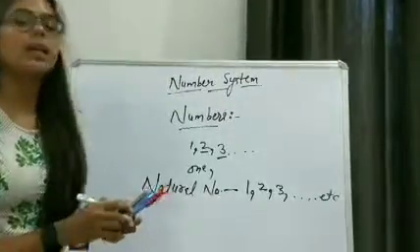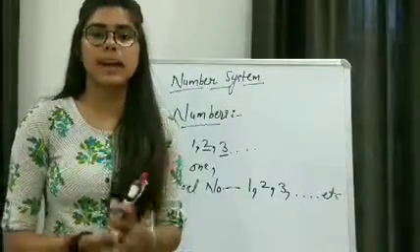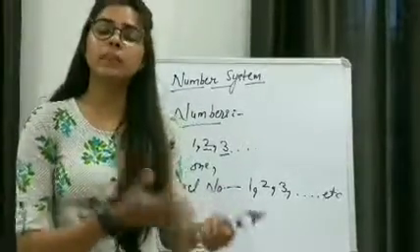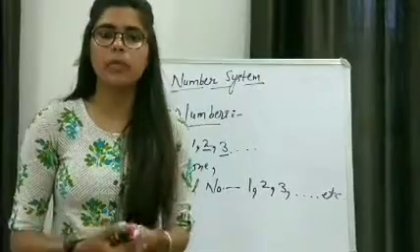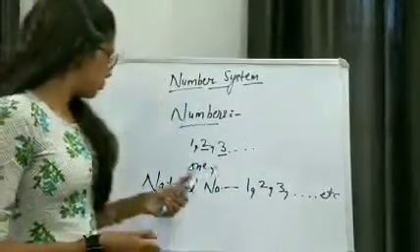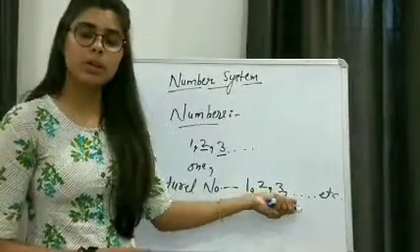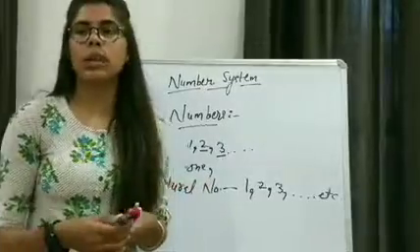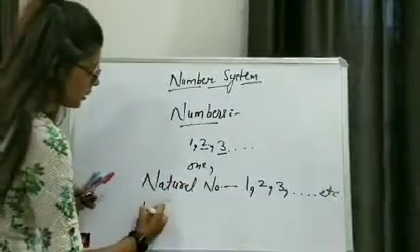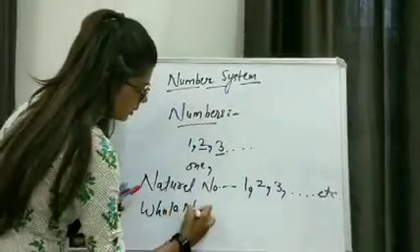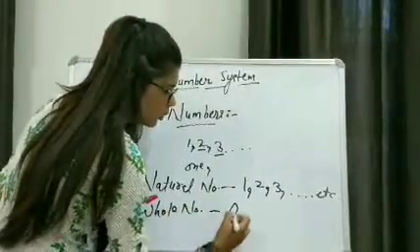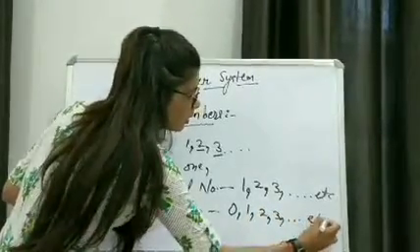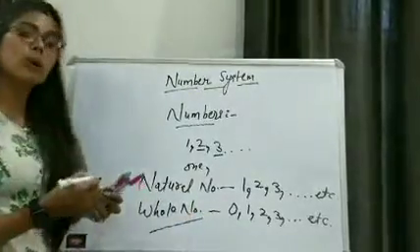Okay. Now let's take another example. I have 6 pens and then I gave them to my friends. I am left with 0 pens. So natural numbers don't have the number 0. So a new set of numbers is introduced, called whole numbers. Whole numbers start with the digit 0, like 0, 1, 2, 3, etc. So these are called whole numbers.